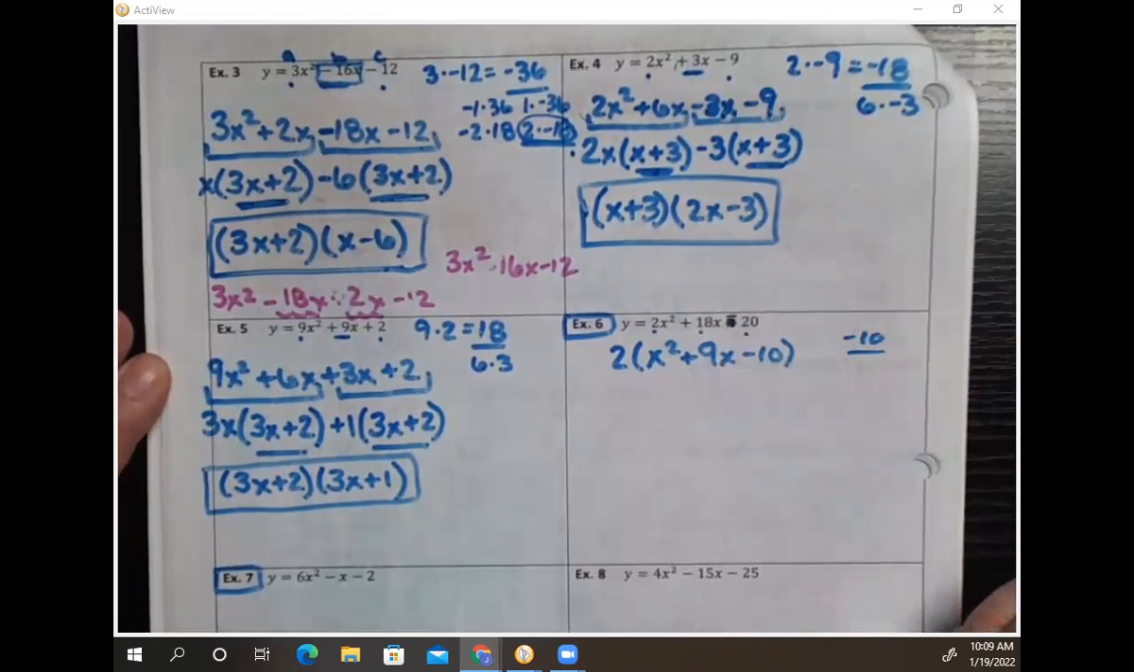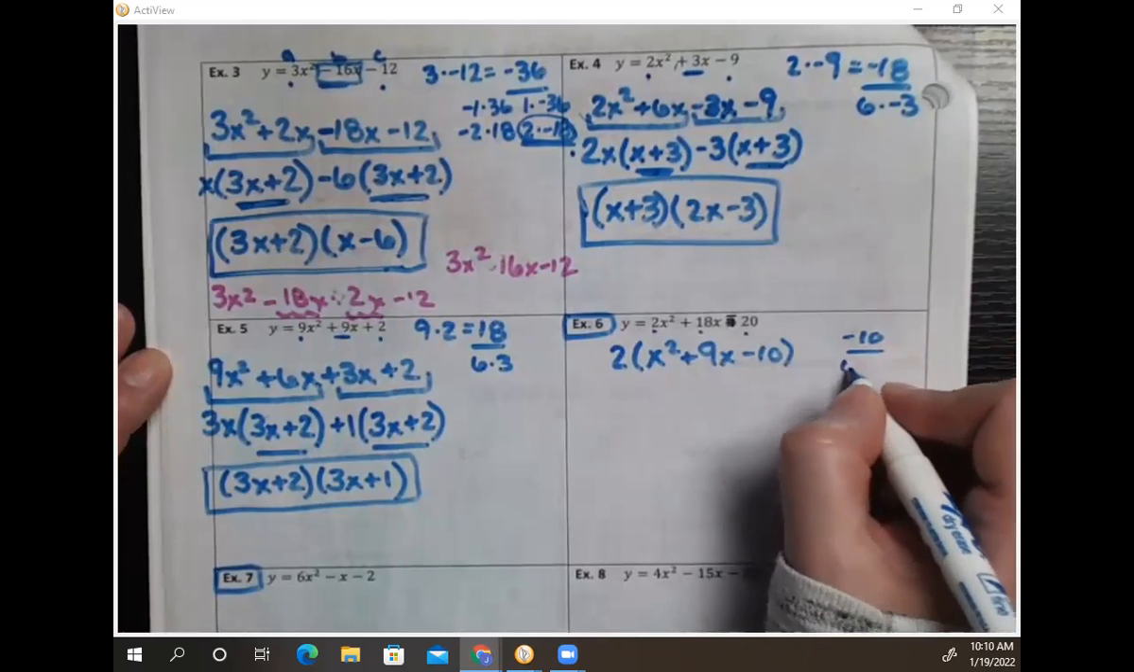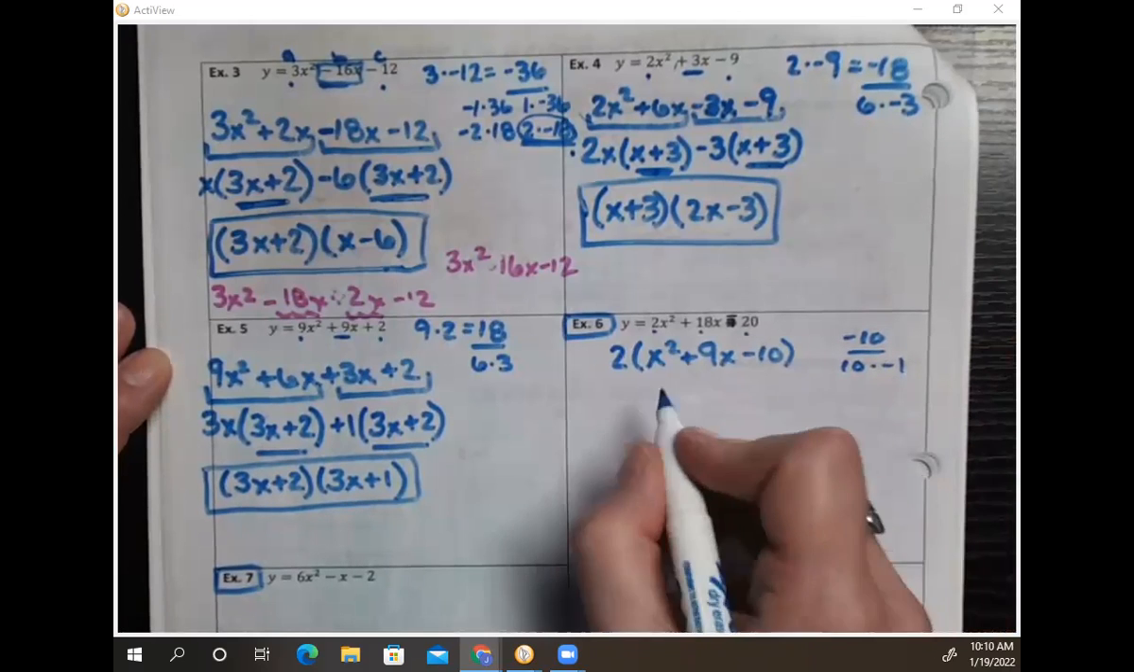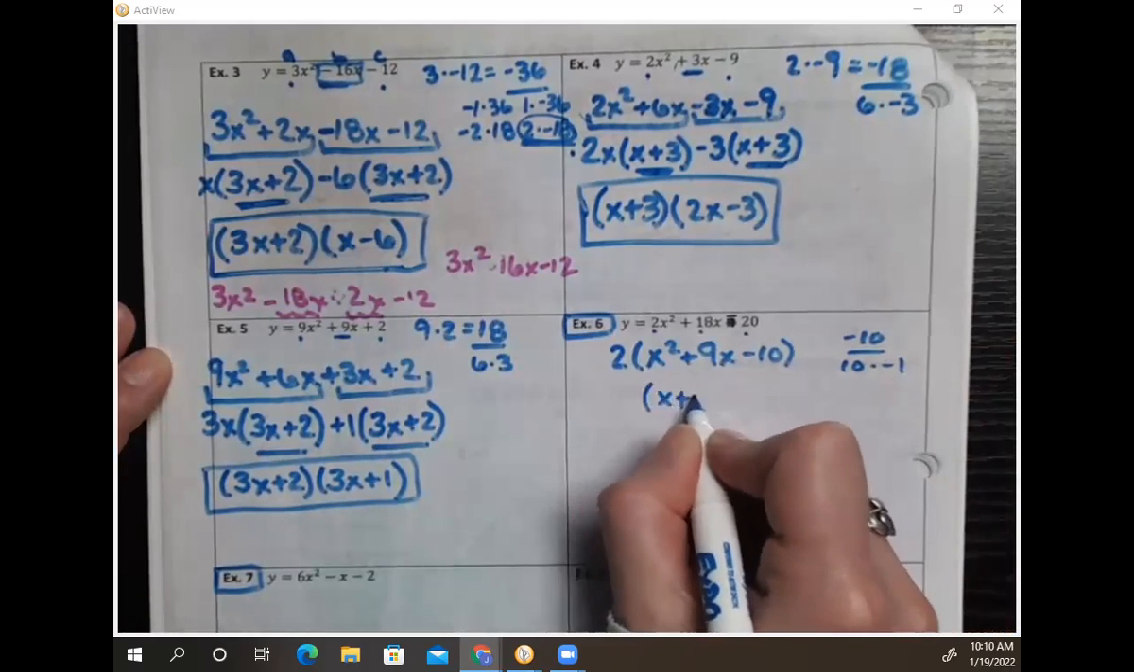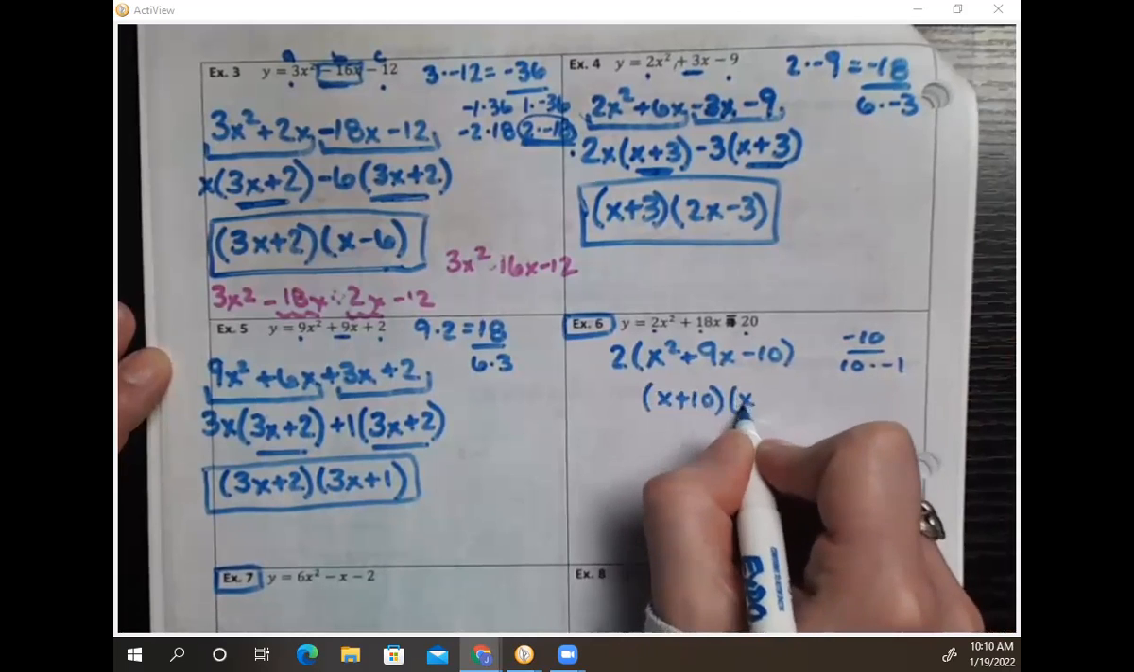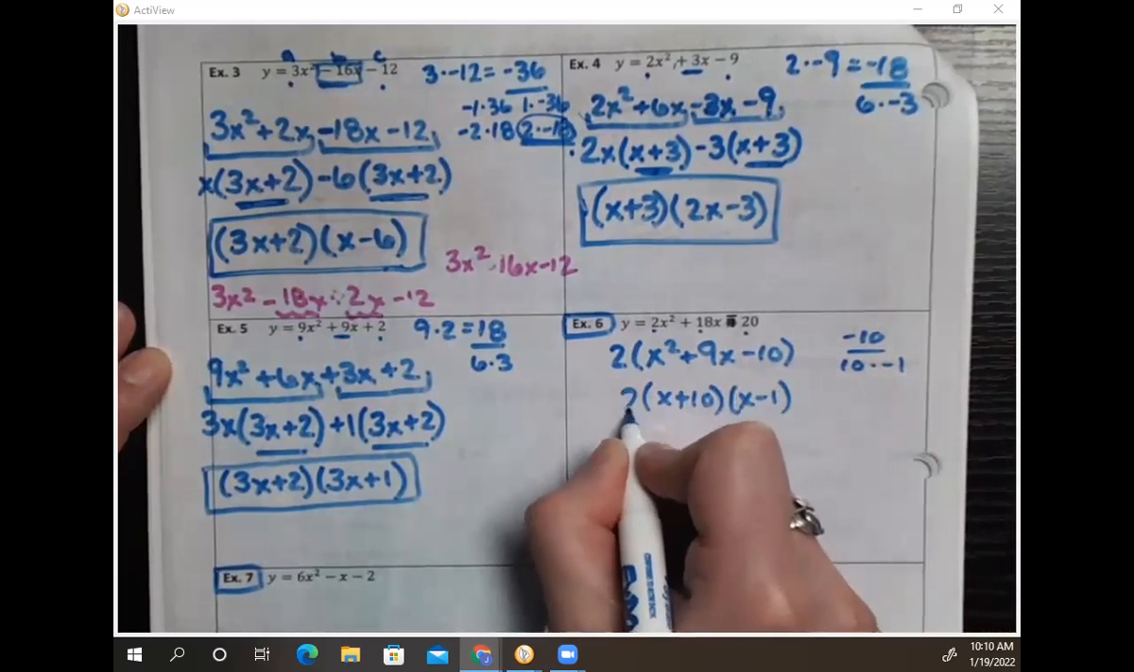What factors do I want? Factors of negative 10 that add to 9. Plus 10 times negative 1. So that would be x plus 10 times x minus 1. Don't forget your 2 in front there.